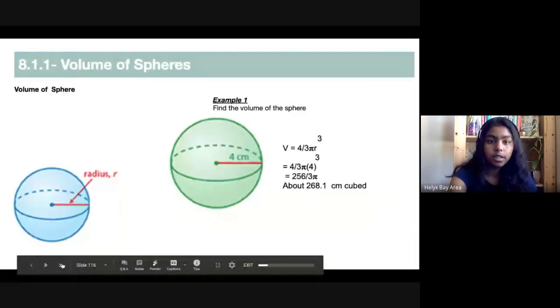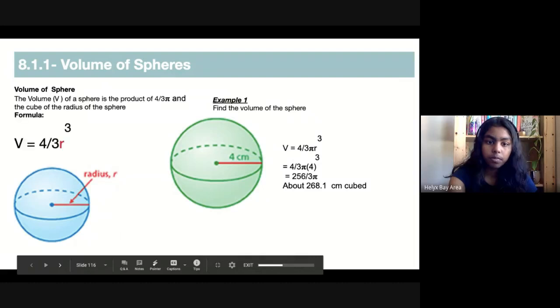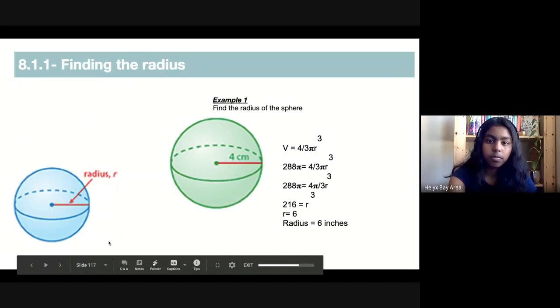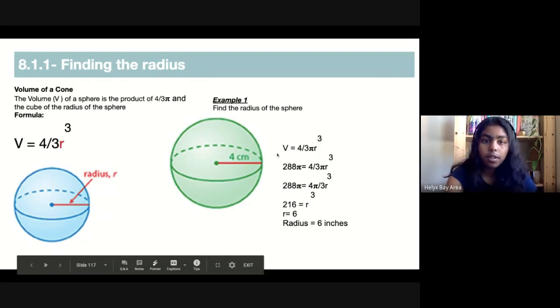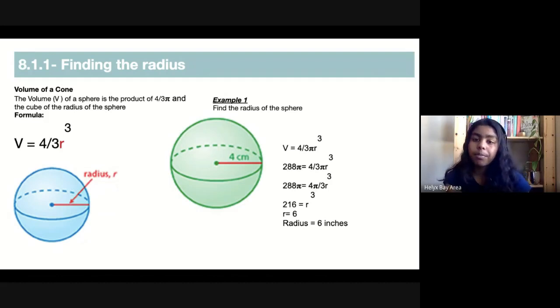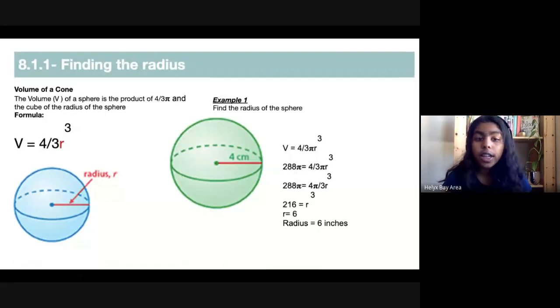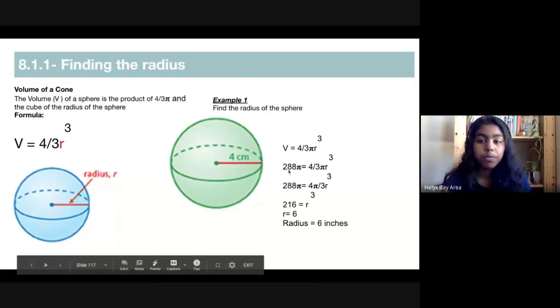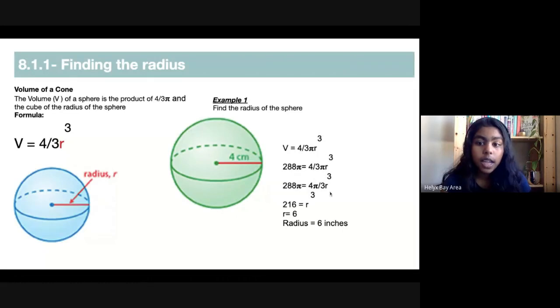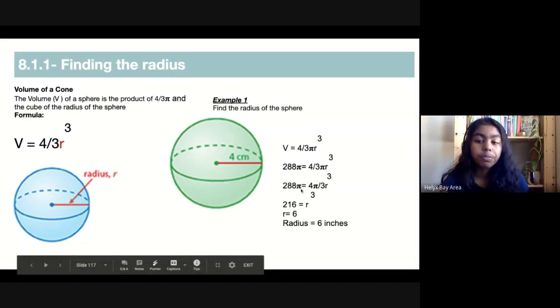Let's go on to our next slide. Okay, now we're going to be finding the radius. We're still using the same formula for volume. Volume equals 4/3 pi r cubed. We're already given the volume and it's equivalent to 288 pi. So we're going to substitute that in. 288 pi equals 4/3 pi r cubed. In this case, we're going to multiply out and then simplify it, and we're left with 216 equals r.